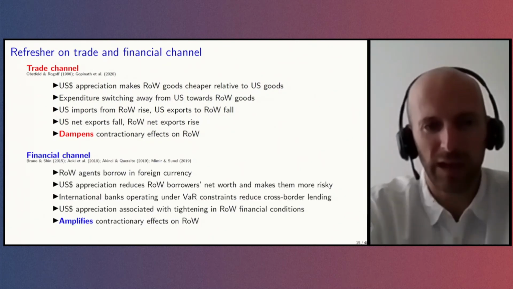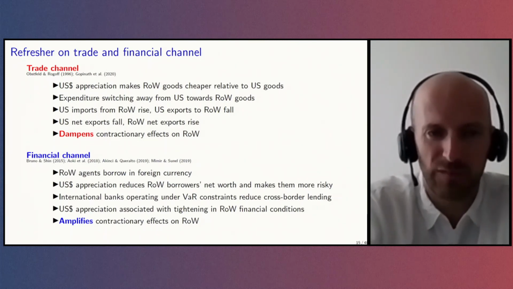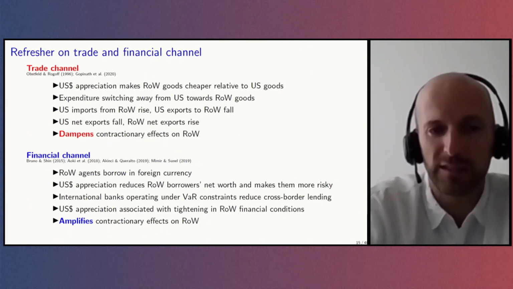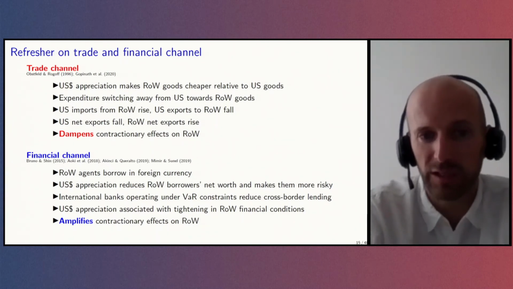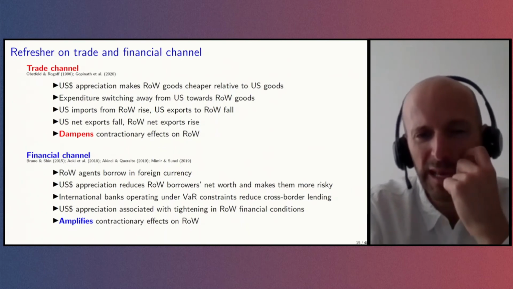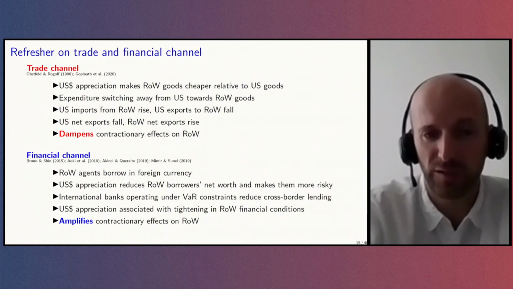On the other hand, we have the financial channel. This one is predicated on financial frictions, and in particular on financial frictions that give rise to rest of the world firms and households borrowing in foreign currency, in particular US dollar, it turns out in the data. And this means that rest of the world agents are subject to currency mismatches on their balance sheet.